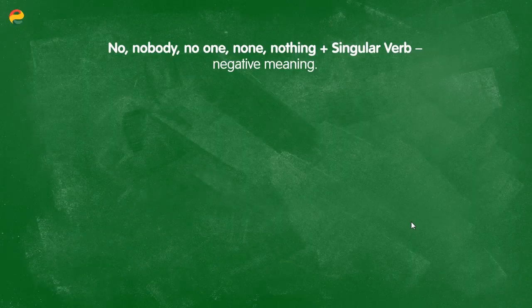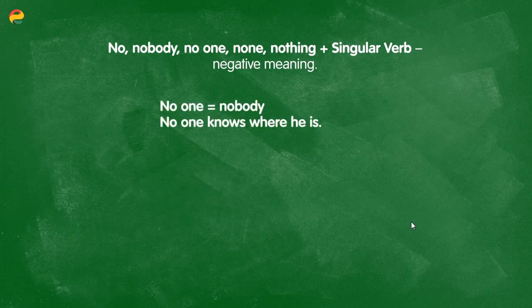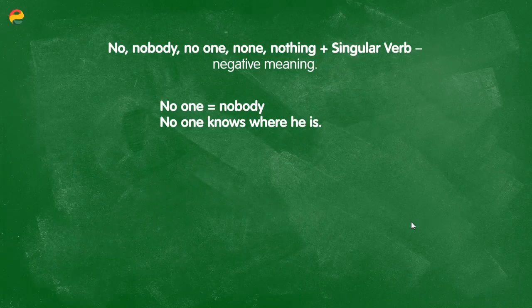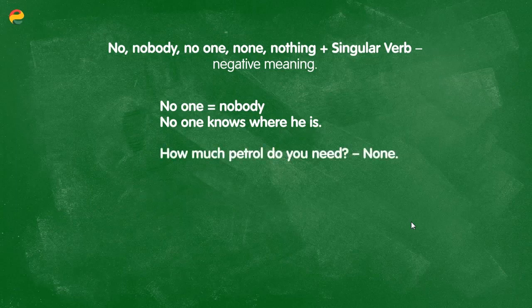Also, we should explain that the word no one is the same as the word nobody. Like in the sentence, no one knows where he is. And no one and nobody, just like I stated before, should be singular. No one knows. Now, I can also ask a question such as, how much petrol do you need? If you don't need any, you can just say none.